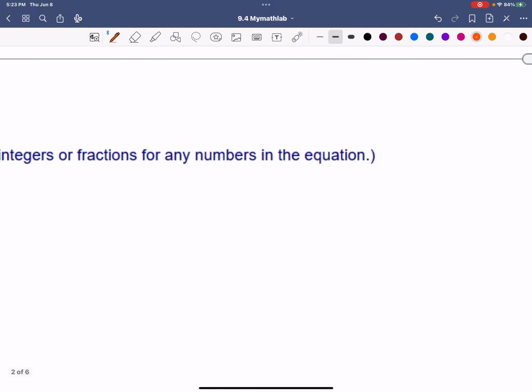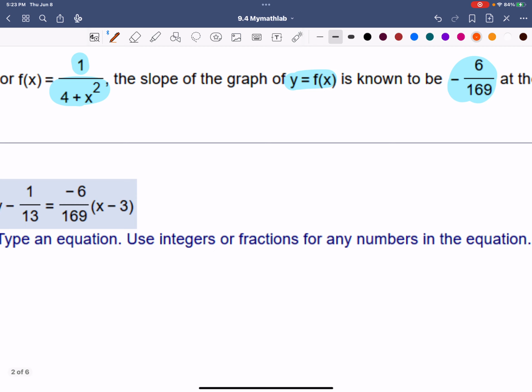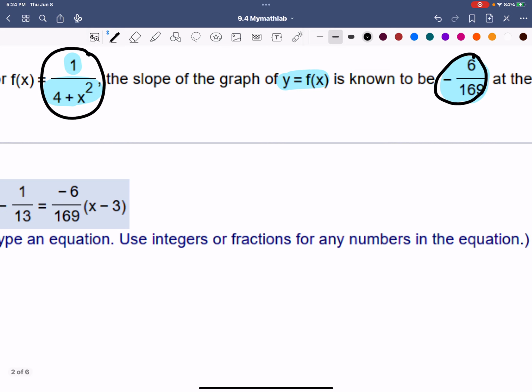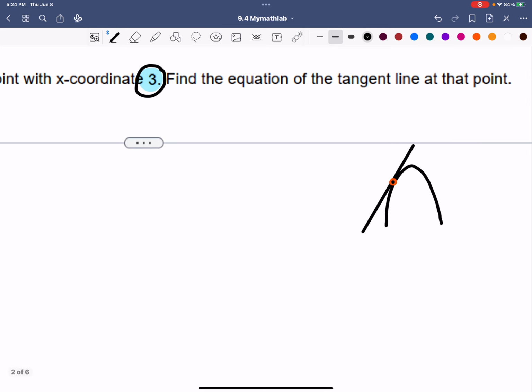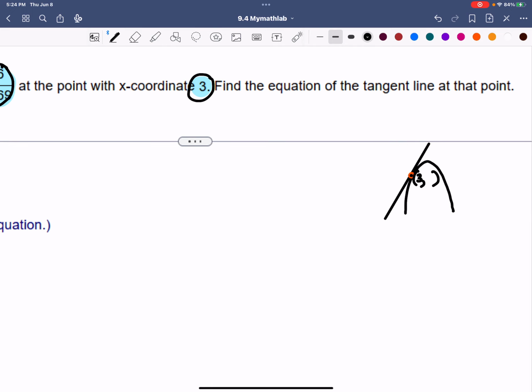Now that we know the concept, what are they telling me? They're telling me, hey, this is some curve, and I want you to find the tangent of that curve with the slope -6 over 169 and the x coordinate 3. That means this point is 3, something. Okay, so that's the point. Now let's go back to basics.